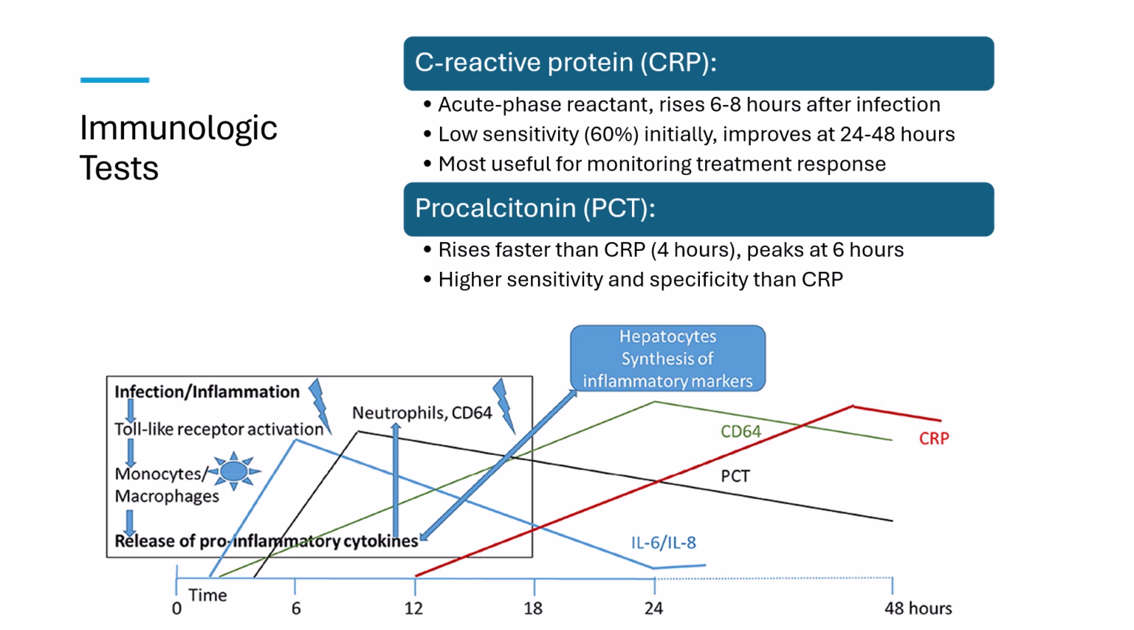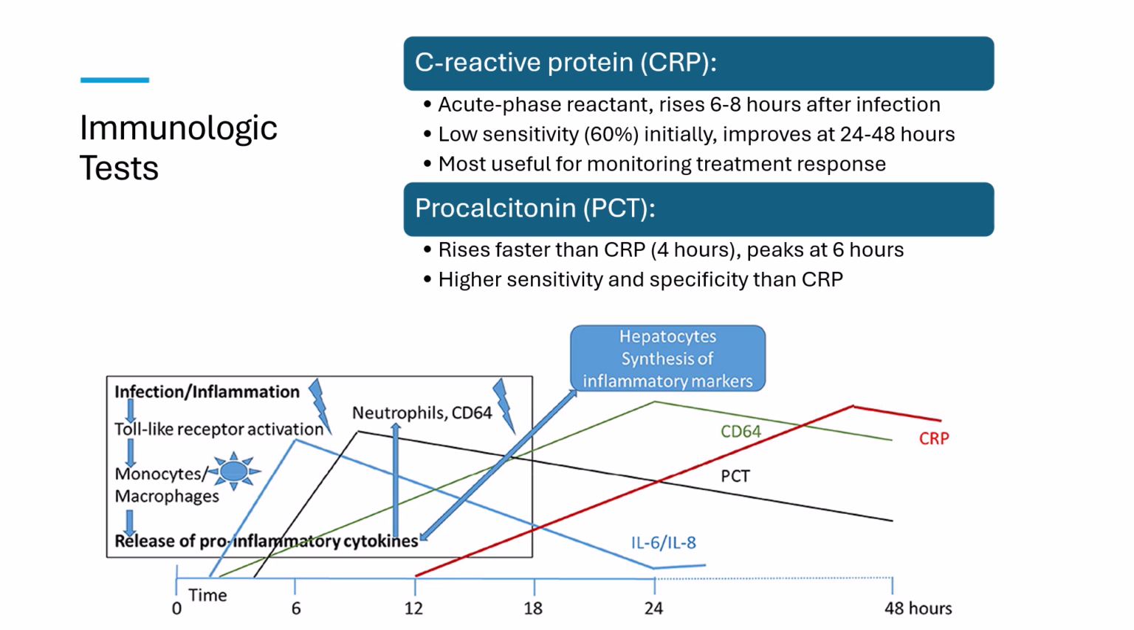Immunologic tests frequently appear on the exam. C-reactive protein is an acute phase reactant that rises 6 to 8 hours after infection begins. It has relatively low sensitivity, about 60% initially, but sensitivity improves at 24 to 48 hours. CRP is most useful for monitoring treatment response rather than initial diagnosis.